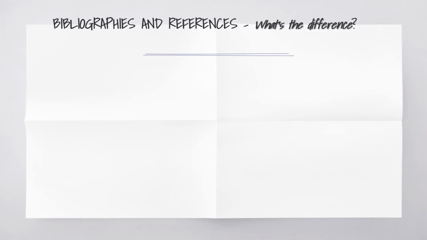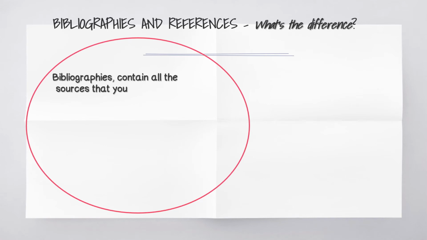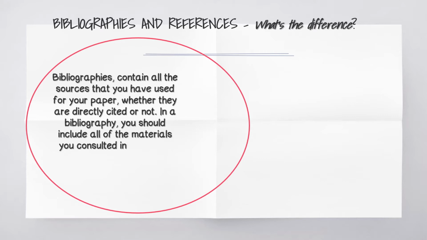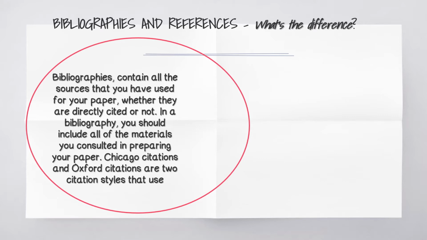Okay, so now I want you to carefully listen and study the differences and the similarities that we can find when we compare bibliographies and references. So when we say bibliographies, they contain all the sources that you have used for your paper, whether they are directly cited or not. In a bibliography, you should include all of the materials you consulted in preparing your paper. Chicago citations and Oxford citations are two citation styles that use bibliographies.